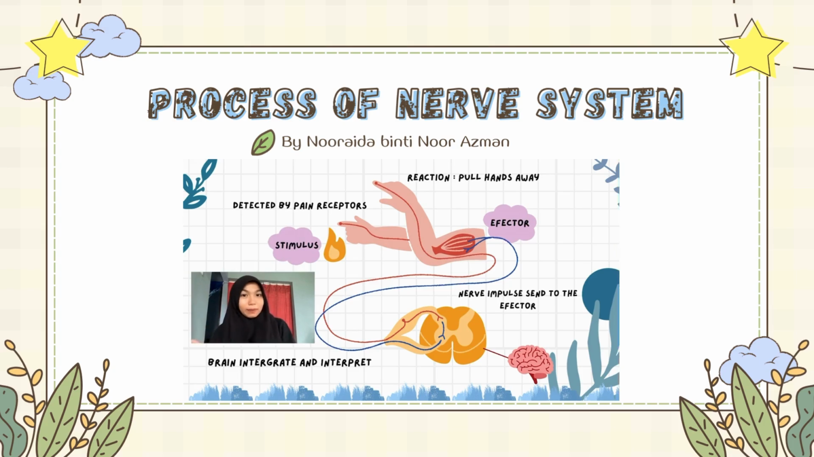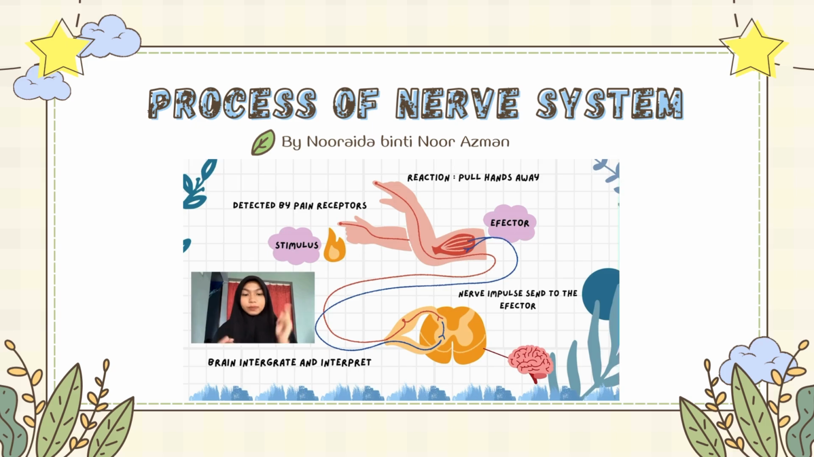Based on the diagram above, as you can see, there are a few components that you need to remember, which will enhance your basic knowledge. First, there is a fire and also the fingers. The finger on the fire is a stimulus.